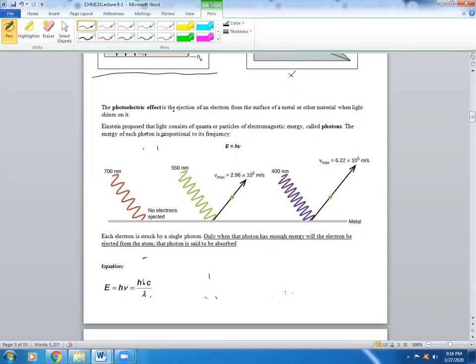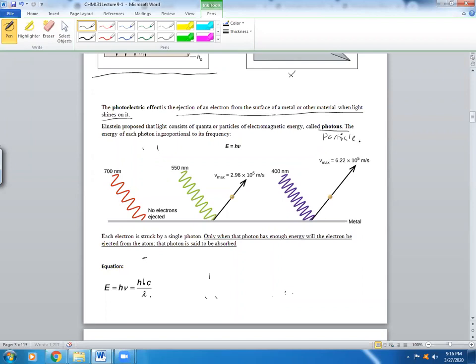Photoelectric effect, make sure you know the definition, is the ejection of an electron from the surface of a metal or other material when light shines on it. And Einstein proposed that light consists of quanta or particles of electromagnetic energy called photons. So photons are particles of light, just like an electron is a particle in an atom.